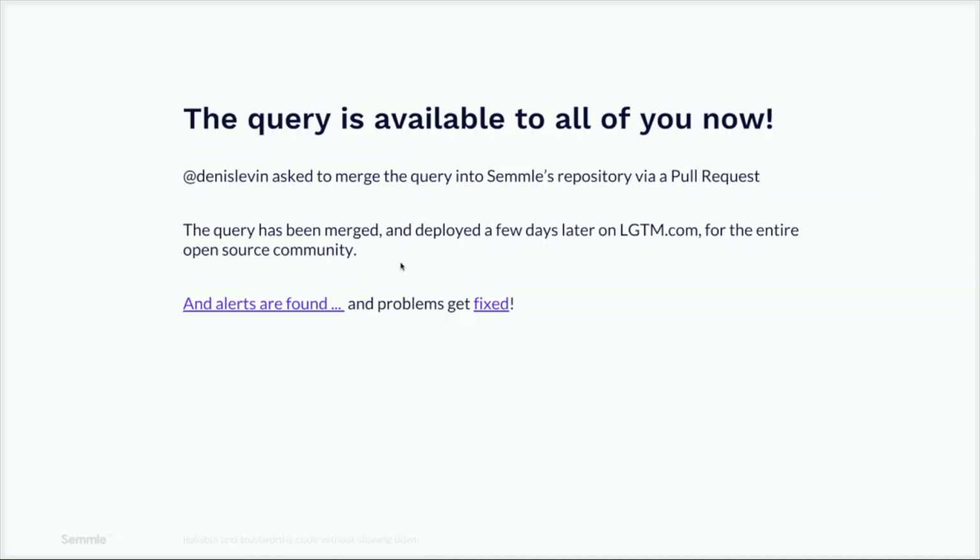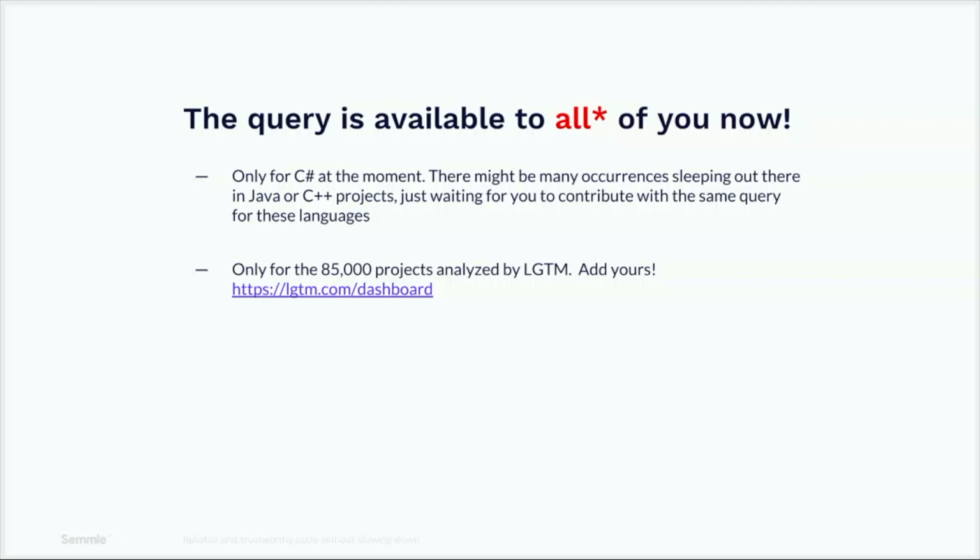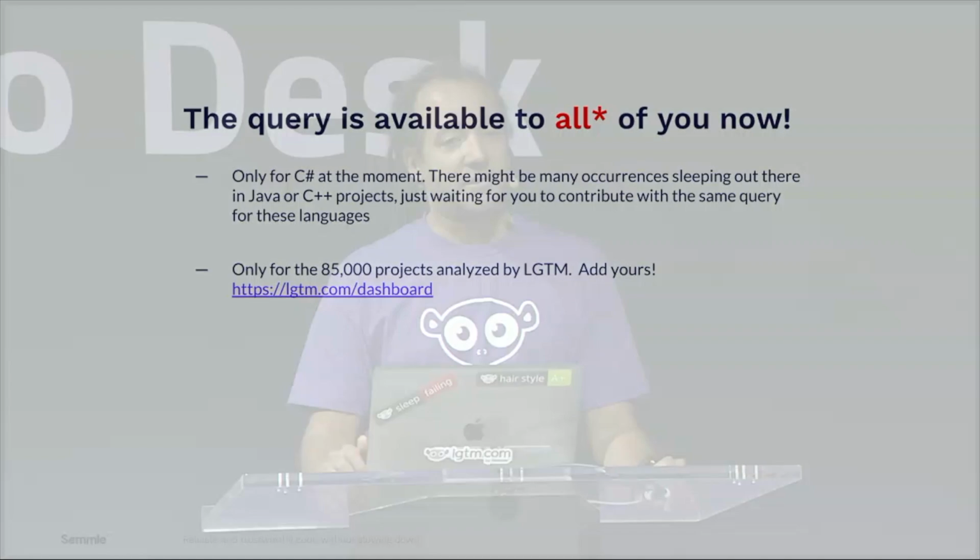So yes, this is almost true, because this query exists only at the moment for the C# language. So there might be other occurrences of the problem sleeping out there in Java, C++, etc. projects in the open source. And they are just waiting for you to contribute a query for these languages. And of course, it's only available for projects that are analyzed by LGTM. So I can only tell you to add your project now. It's free for open source public repositories. So if your project is on github.com, it's a one-click button. You can add your project and benefit from this query.